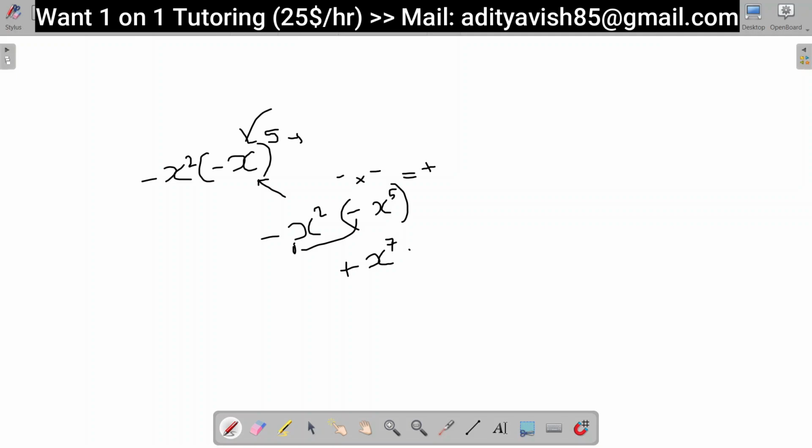because this is the property of exponents. When x raised to power n is multiplied by x raised to power m, it becomes x raised to power n plus m. So this will be our answer for this question. Sorry for the handwriting.